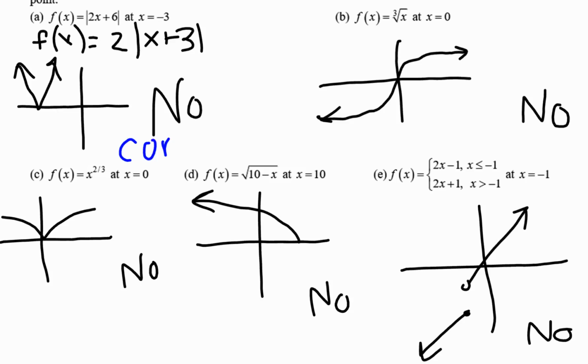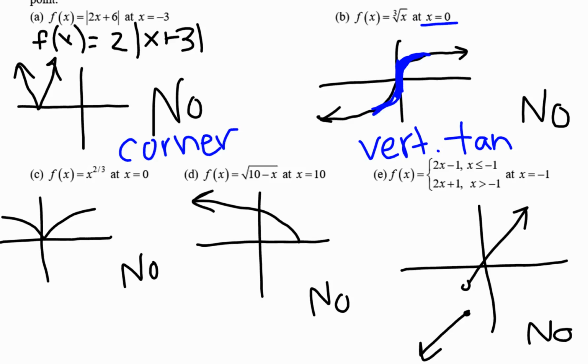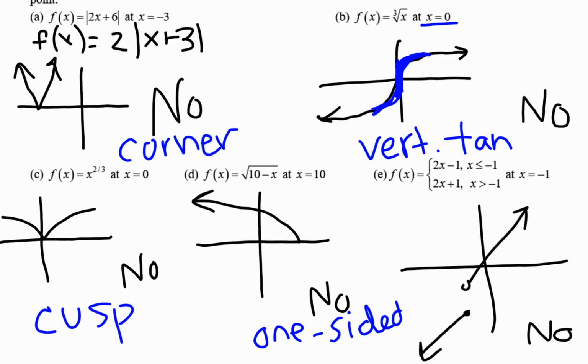Here we have a corner. We have a vertical tangent line. The slopes get so steep in this middle part that they're actually vertical right at that point, x equals 0. This is called a cusp. This one is one-sided. It's kind of tricky, but you can't look on the right and the left of x equals 10 because there is no right. And this one, we have a jump or a discontinuity.